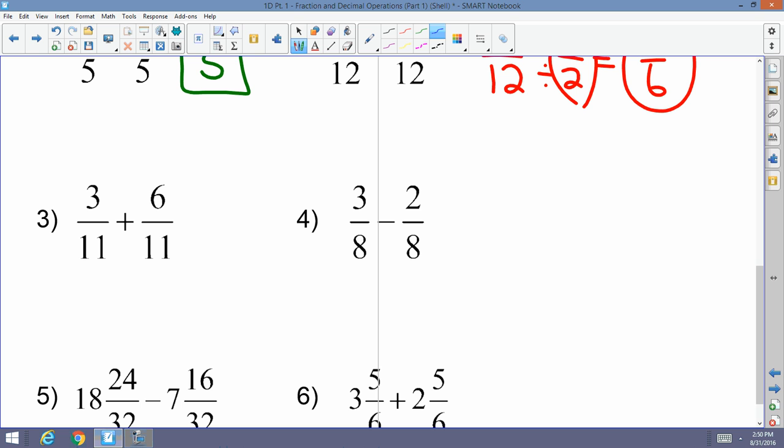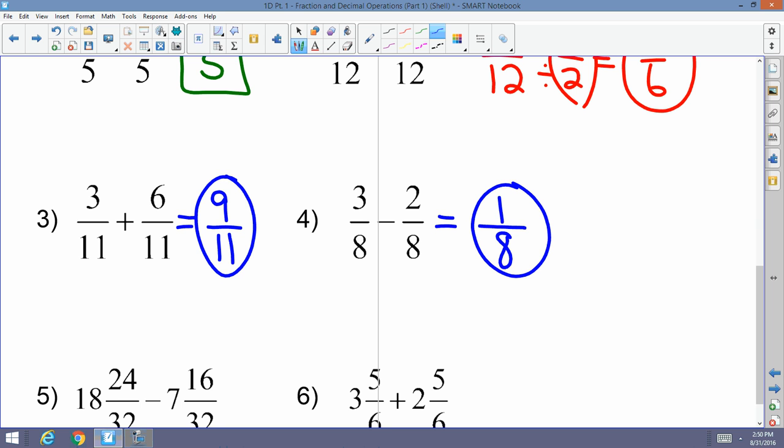Number 3, I got 3/11 plus 6/11. Well, the denominators are the same, so I can add the numerators and keep the denominator. It's 9/11. 3/8 minus 2/8. The denominators are the same, so I can subtract the numerators. 3 minus 2 is 1 over the original denominator of 8.